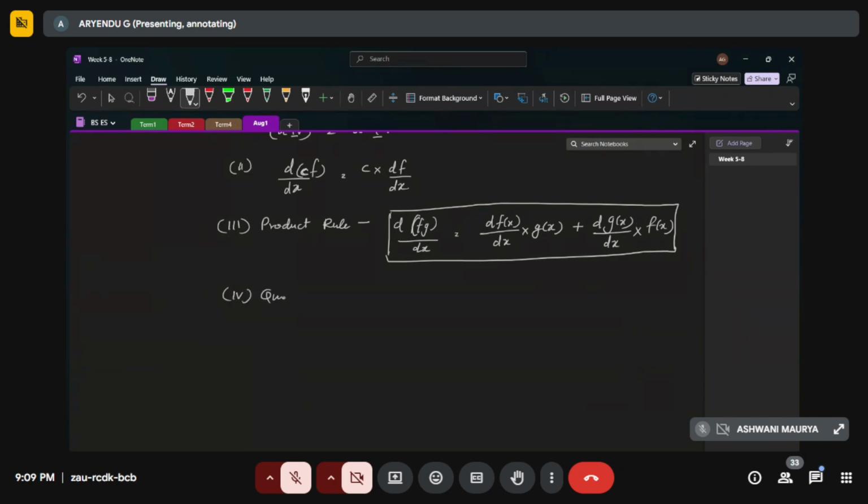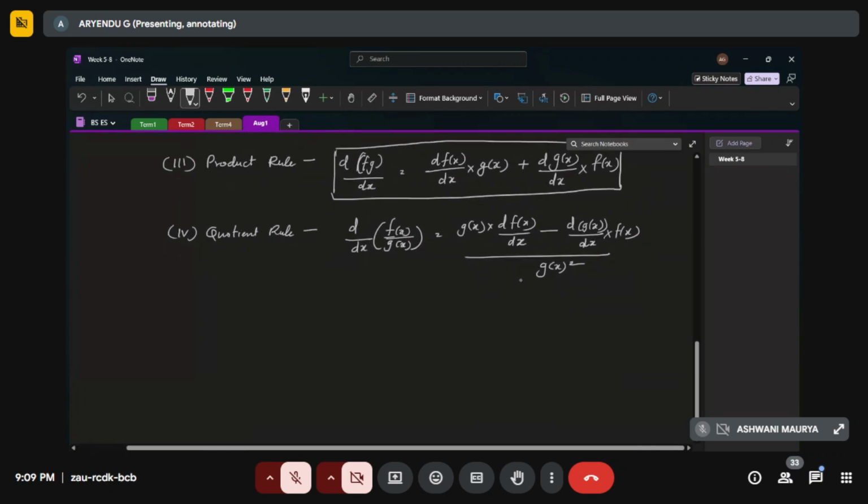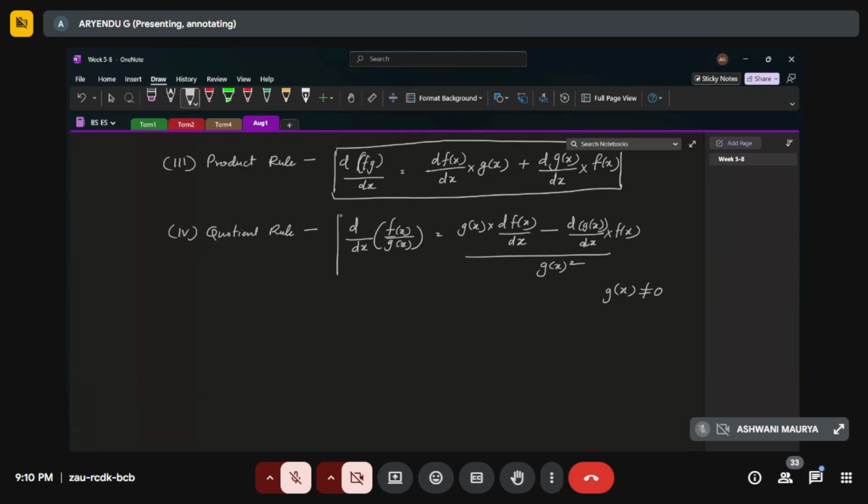Similarly, we also have the quotient rule, which is if you have d by dx of f of x by g of x, you have to take it separately. You have to take g of x into derivative of f of x minus derivative of g of x into f of x, by g of x the whole square. So something that you have to take extreme care of here is to ensure that g of x is not equal to 0, because then the denominator will become 0.